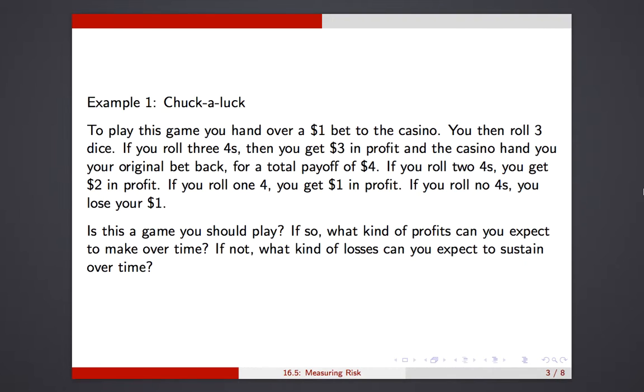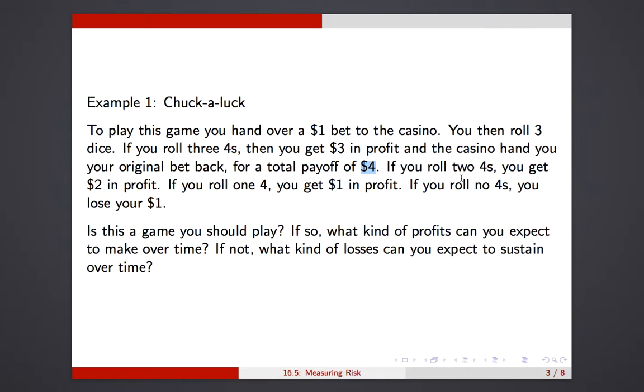Here are the rules. To play this game, you will hand over a $1 bet to the casino. You then roll 3 dice. If the 3 dice all come up 4s, then you get a profit of $3, and the casino hands you back your original bet, which gives you a total payoff of $4. Okay, so imagine in your head what's happening here. You are handing $1 over to the dealer, the casino worker. If you roll 3 4s, he hands you $3 back in profit, plus your original bet back. So that's what this $4 represents: $3 in profit, plus the dollar you handed him to begin with.